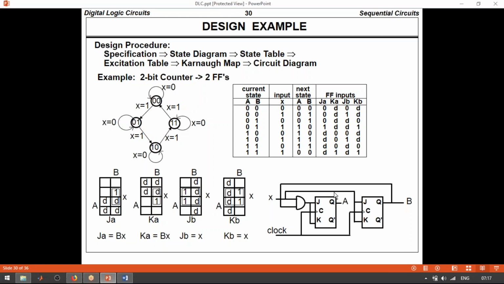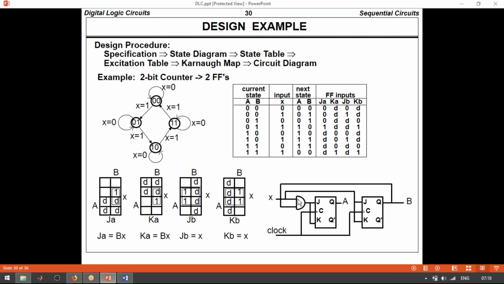So you have two flip-flops because you have JA, KA and JB, KB. The output of this one will be A and this one will be B. The first one is JA equal to B into X. So B into X, this is JA and this is KA. The output of the second flip-flop is actually B.